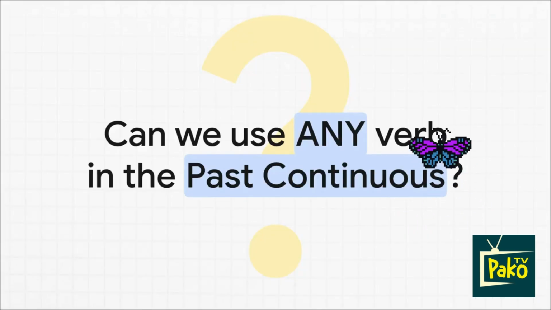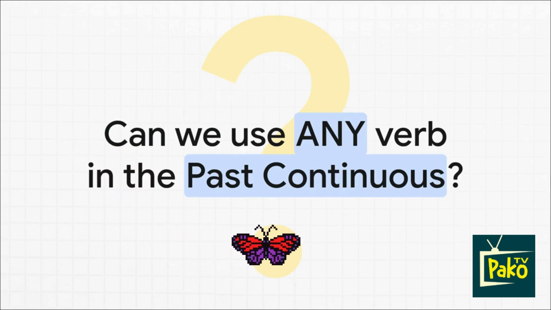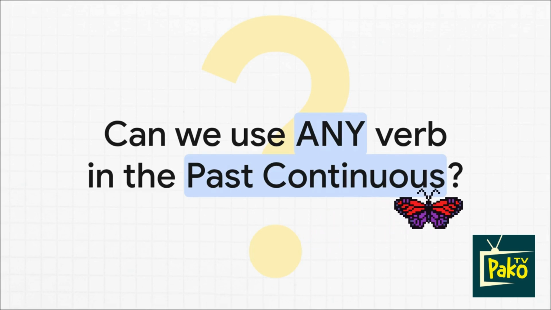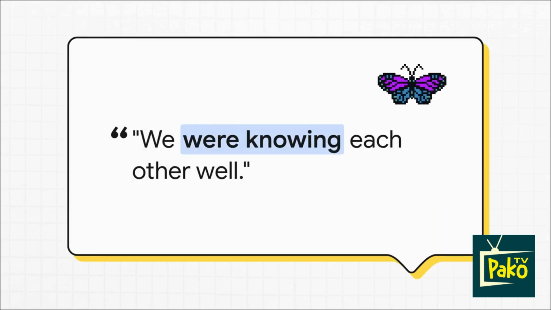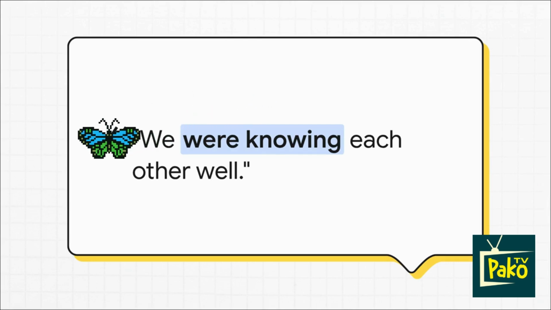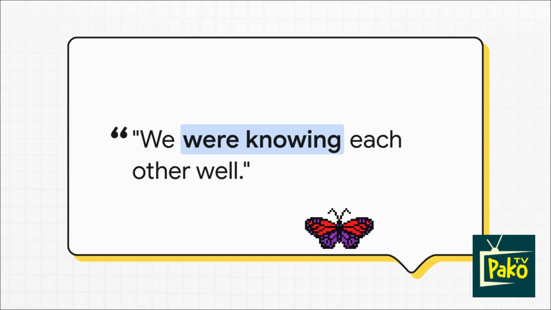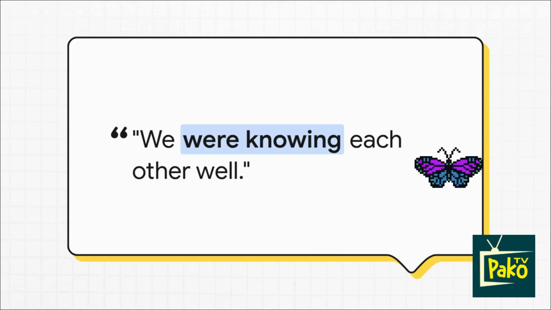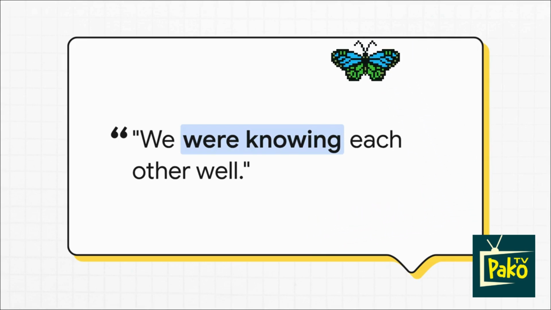All right. This seems pretty straightforward, doesn't it? Just grab a verb, add was or were, and an -ing. But wait a second. Can you really do this with any verb? Every single one? Just say this one out loud for me. We were knowing each other well. It just sounds a little off, right? It's clunky. And your gut feeling is totally right on this one. There's a really good reason it sounds wrong.